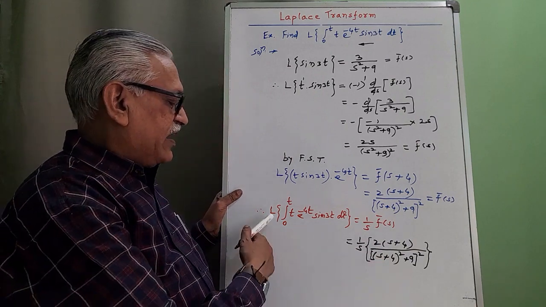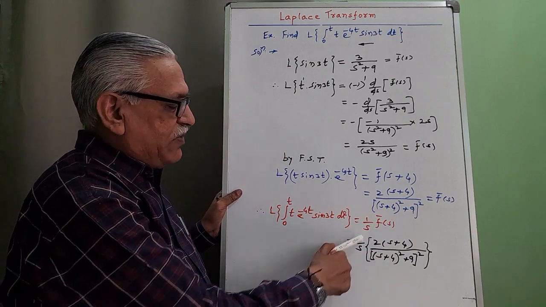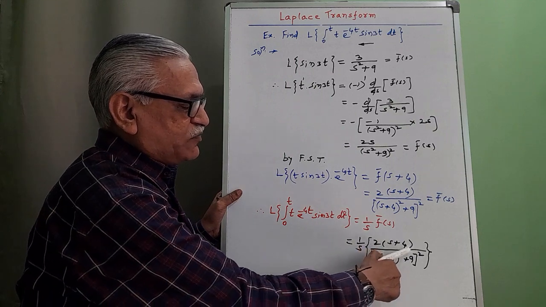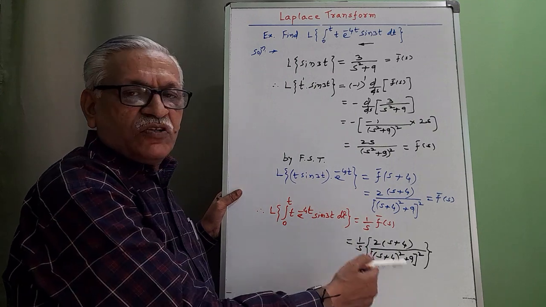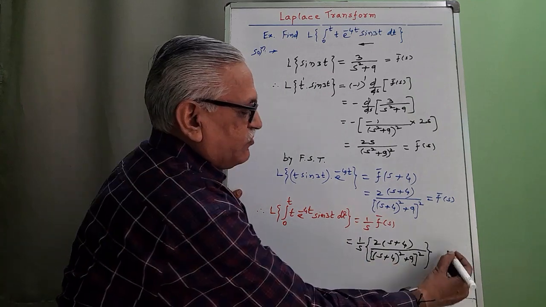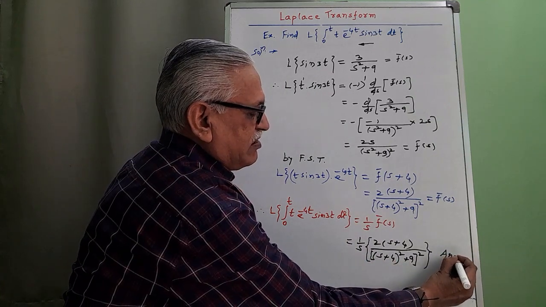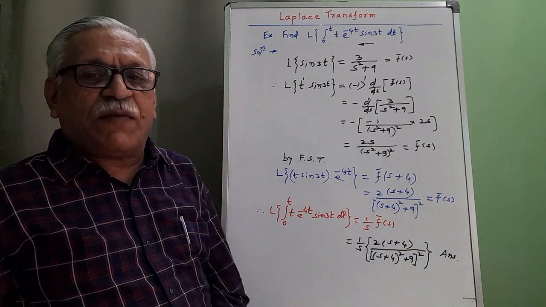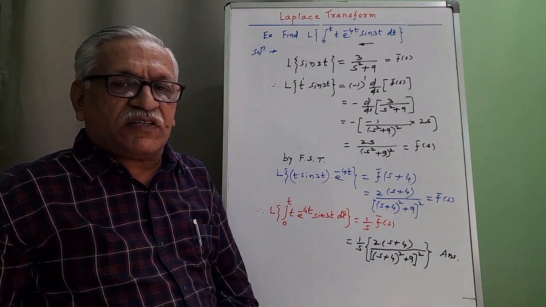Therefore, that final answer is 1 by s multiplied by 6 times s plus 4 divided by s plus 4 whole square plus 9, and this bracket square. We call that the answer for this Laplace transform, or the value of the Laplace transform.